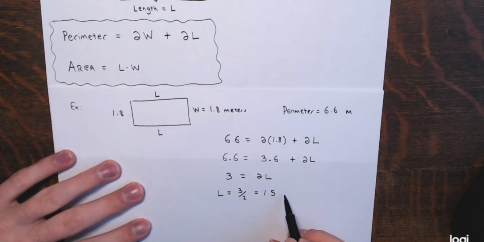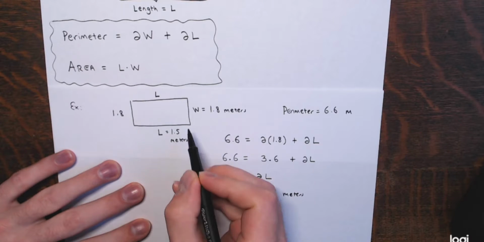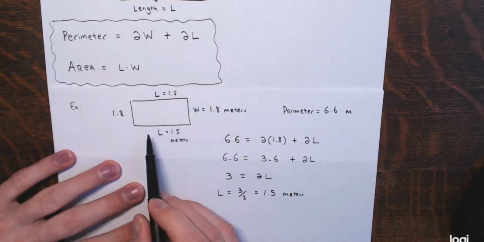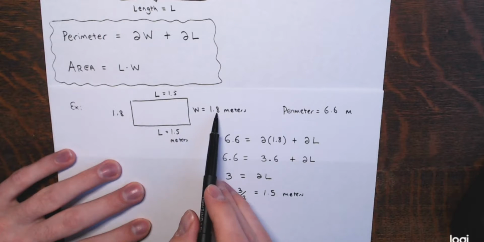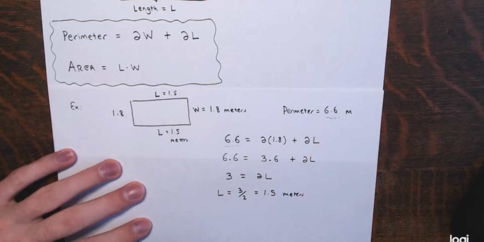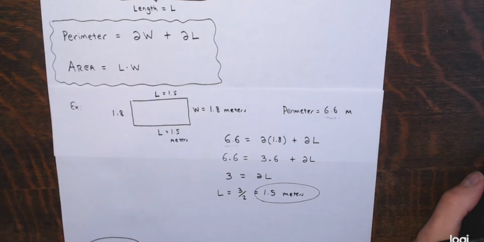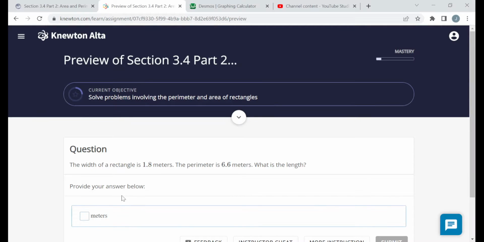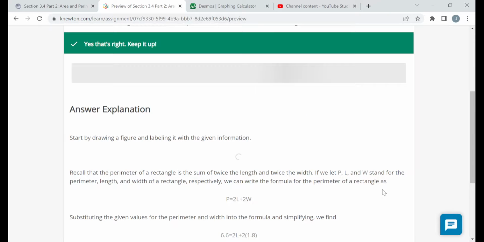And that would be meters, right? Everything else was in meters. So this is 1.5 meters down here, and this would be 1.5 meters up here. And if you were to add all those up, 1.5 and 1.5 make 3, 1.8 and 1.8 make 3.6, 3 and 3.6 make a total of 6.6, which is what they told us the perimeter was. So this is the correct length for the rectangle being described. So 1.5 meters is the length. All right, great.